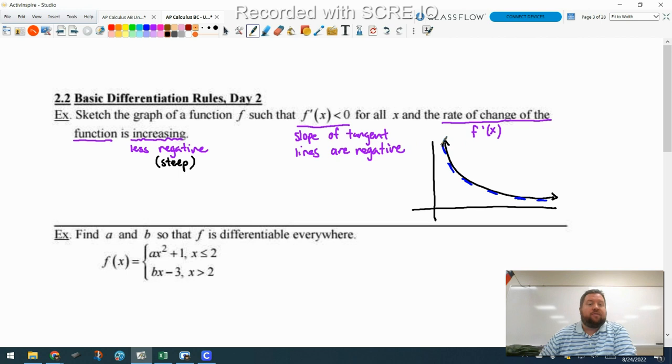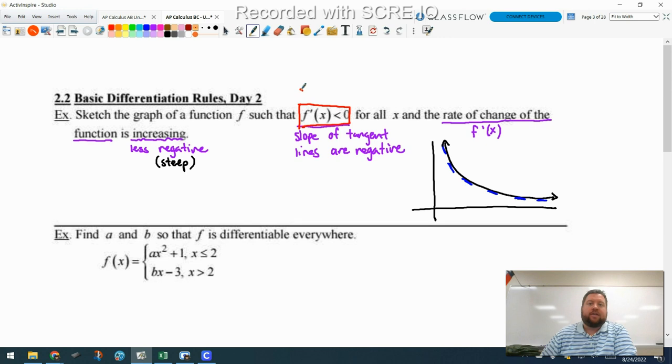All right, and so here, the rate of change of f is increasing. Okay, so the rate of change of the function is increasing. That tells me that this function is concave up. Okay, eventually we're going to take a second derivative of a function, and if the second derivative is positive, then that means f prime is increasing. So we can apply the same logic right here. So if f prime is negative, then f is decreasing.